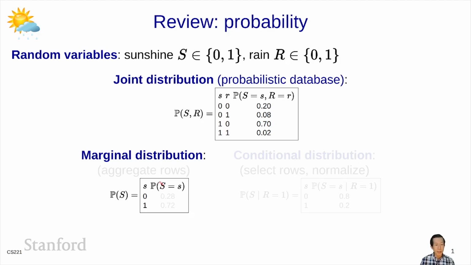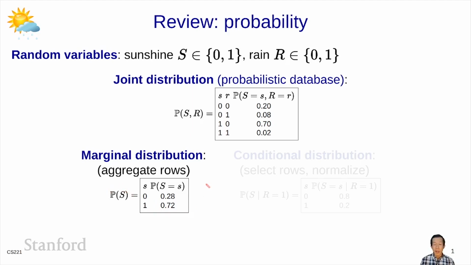So how do we compute this? We simply aggregate rows. In particular, we're going to look at S equals 0, look at the joint distribution and match all the rows where S is 0, so these two, and add them up. So that gives us 0.28. And then for S equals 1, the matching rows are these last two rows, and that gives us 0.72. That's the marginal distribution over S.